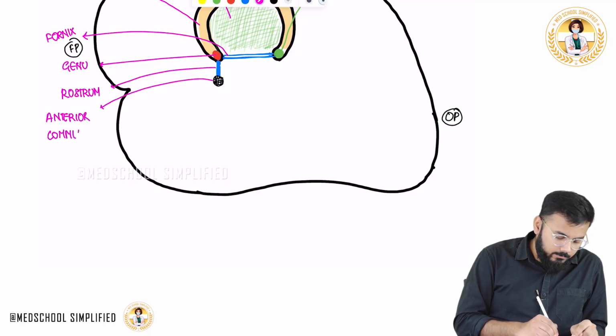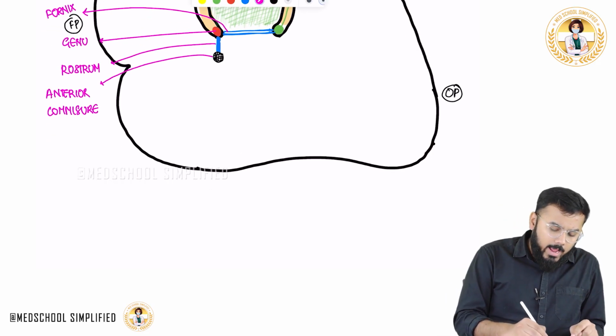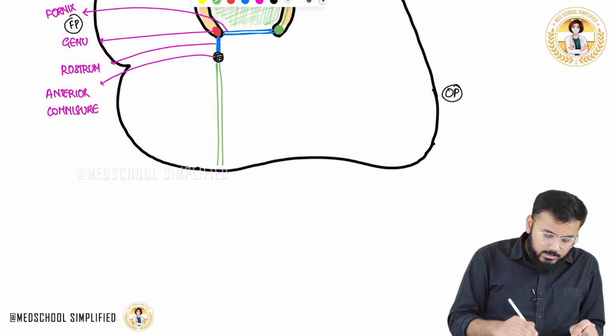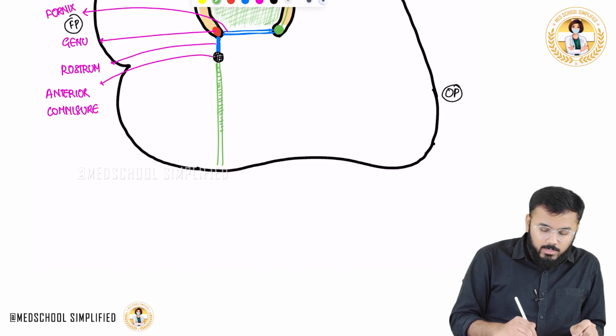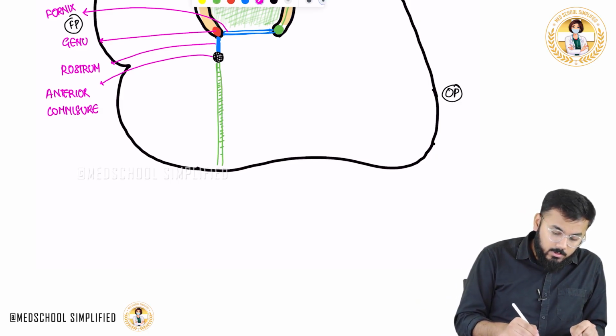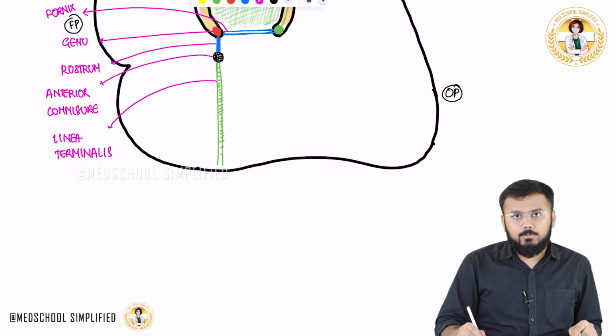Anterior commissure. This is called your anterior commissure. Now hanging down from the anterior commissure all the way down, this particular structure which you can see like this, right? This particular structure is called your linea terminalis. Okay, so this structure whatever I have drawn over here is called linea terminalis.